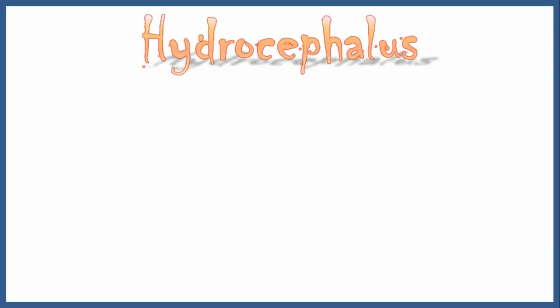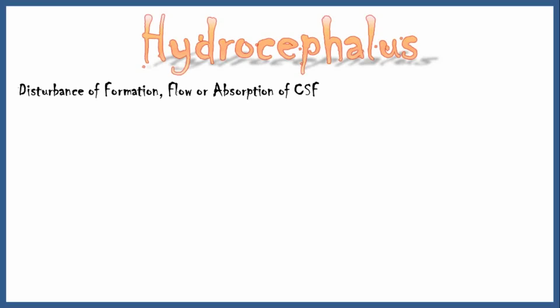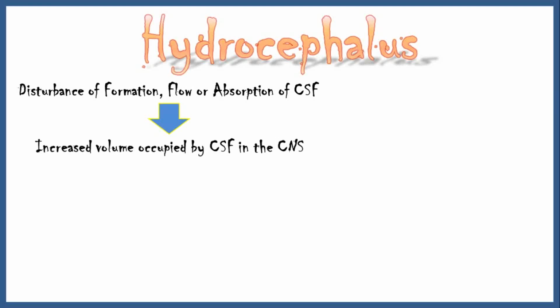Hydrocephalus can be defined broadly as a disturbance of formation, flow, or absorption of the cerebrospinal fluid, which leads to an increase in volume occupied by this fluid inside the central nervous system. Before we begin our discussion on hydrocephalus itself, we may recall our knowledge on the anatomy of the ventricular system and the flow of CSF.